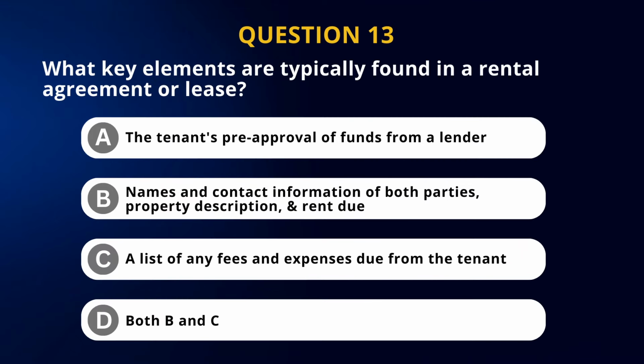Question number 13. What key elements are typically found in a rental agreement or lease? Letter A, tenant's pre-approval of funds from a lender. Letter B, the names and contact information of both parties, property description, and rent due. Letter C, a list of any fees and expenses due from the tenant. Letter D, both B and C.